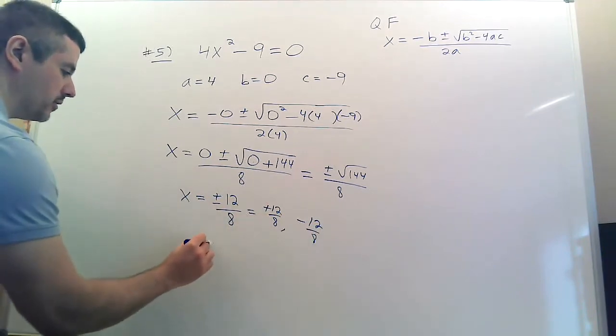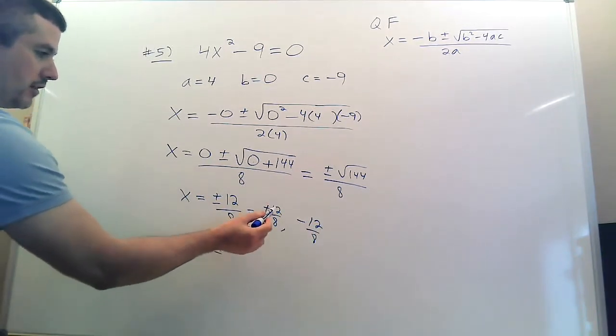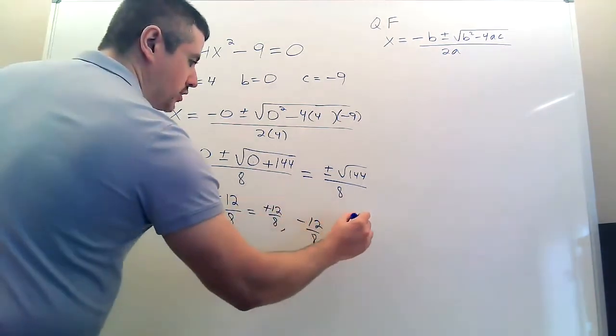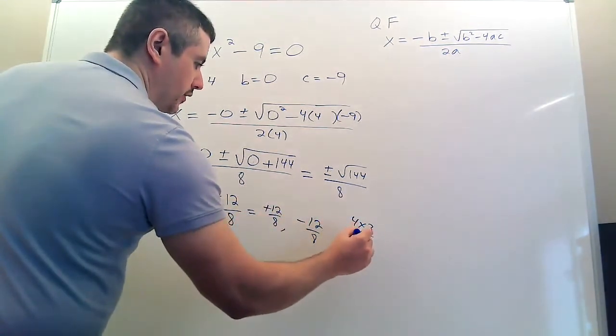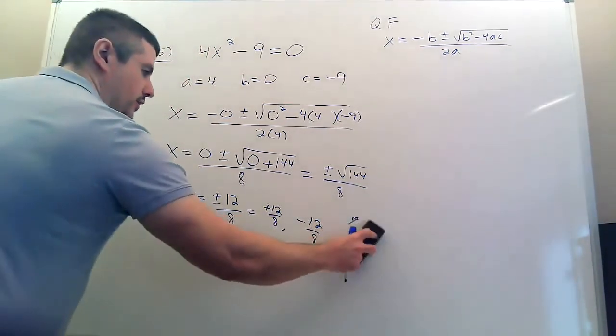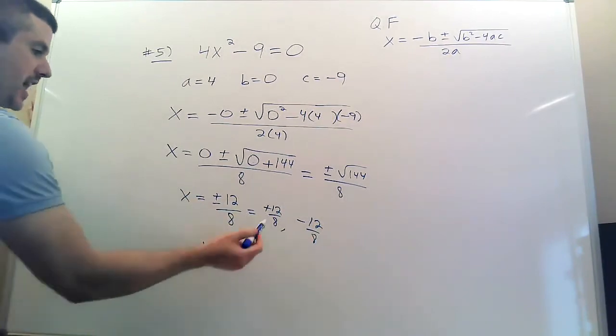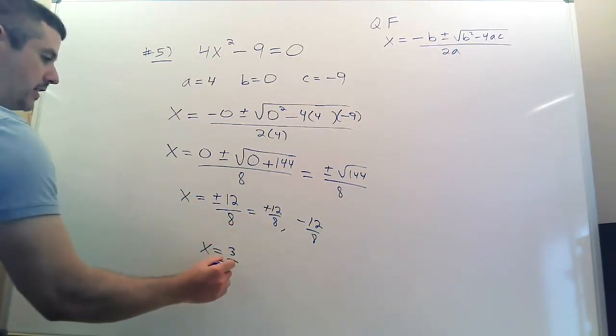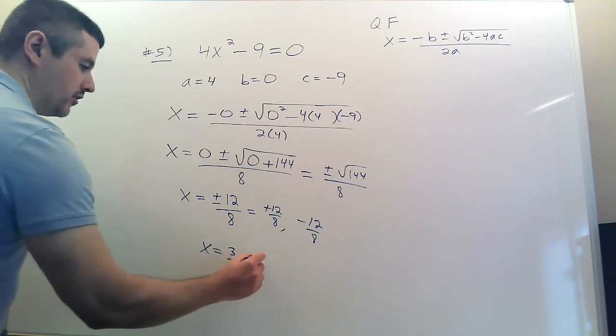But what are those numbers? I know you know those numbers. These numbers are divisible by 4. Right? This is what I show my remedial class. 12 is 4 times 3. 8 is 4 times 2. Cross out the 4s. You get 3 over 2. We're a little more sophisticated. We can do this in our head. 12 divided by 4, 3. 8 divided by 4 is 2. And then the other one is just the negative of that.